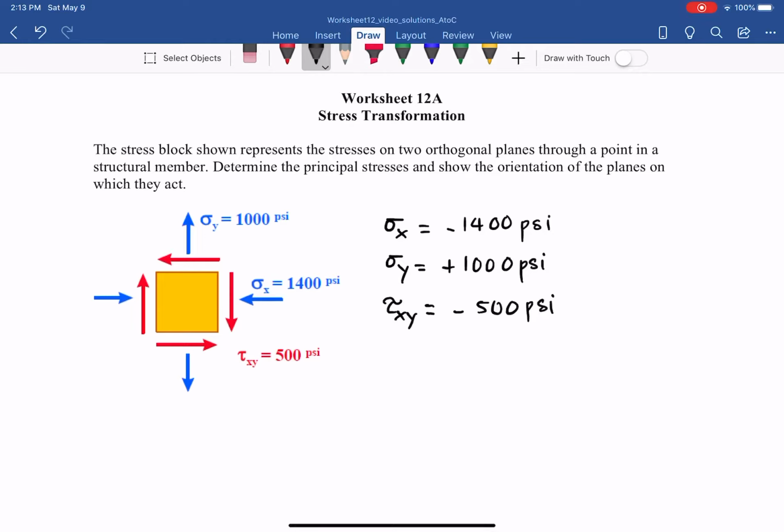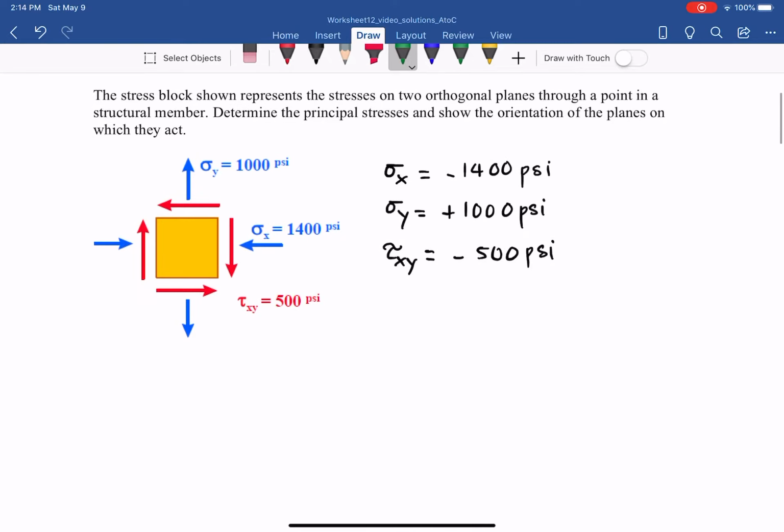For all of these, you may check the solution of worksheet 12C, where what is the sign of sigma x, sigma y, and tau xy was explained more carefully. So the question in this 12A is: determine the principal stresses and show the orientation of the planes on which they act. So go ahead and find the principal stresses.